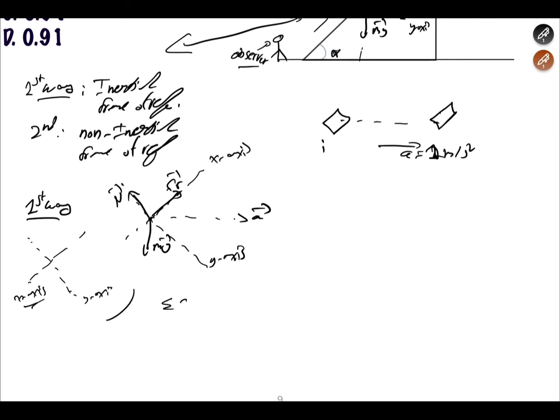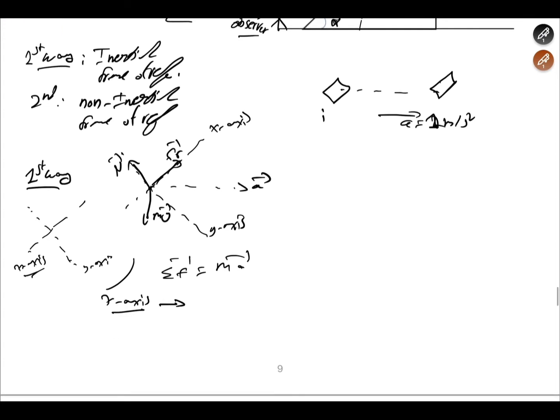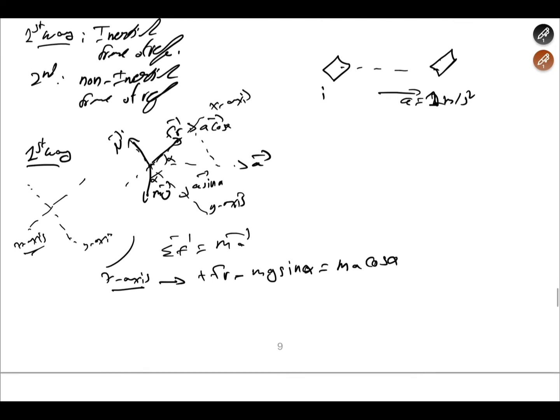So apply Newton's second law. Summation of forces equal to ma. Along the x axis we have, since we consider the positive direction to be with the direction of acceleration, this is a cosine alpha and this is a sine alpha. So we have plus friction minus mg sine alpha equal to ma cosine alpha. On the y-axis we have normal force minus, or rather, minus normal force plus mg cosine alpha equal to ma sine alpha.